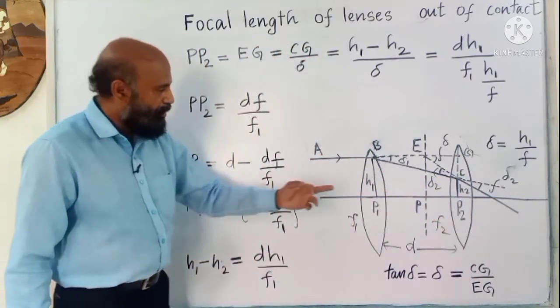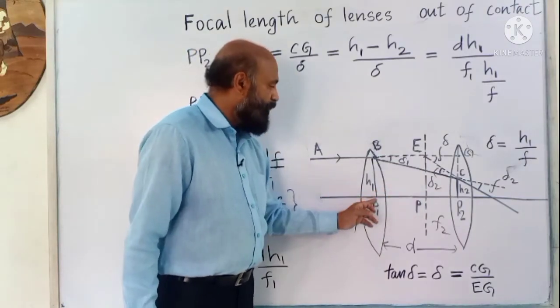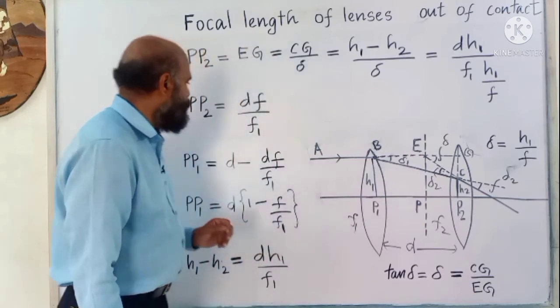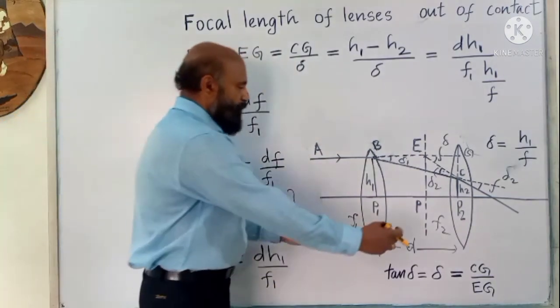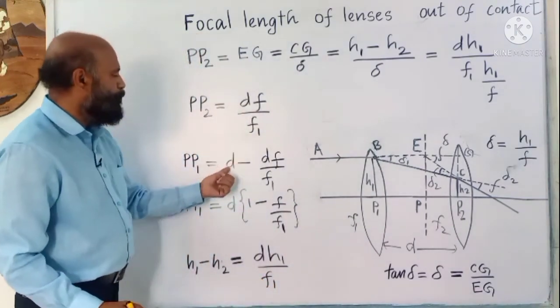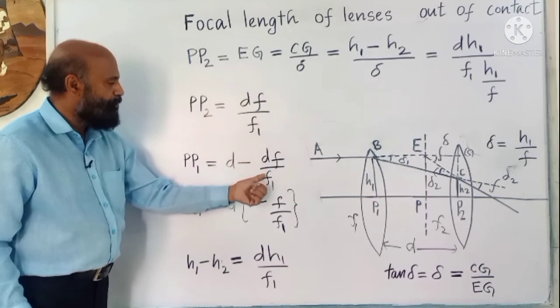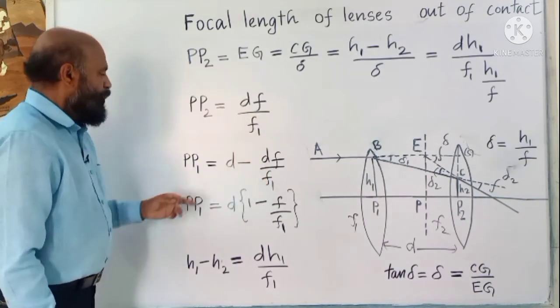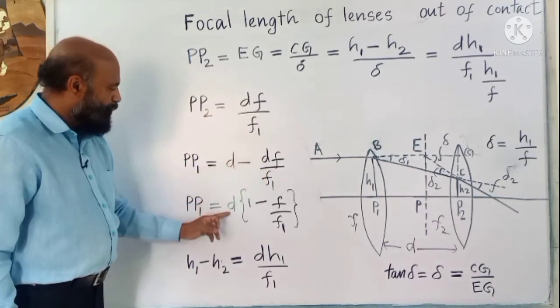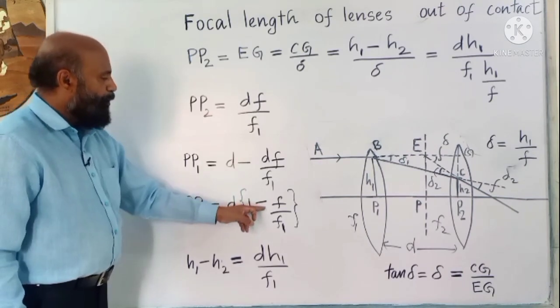Then to get the distance of the effective lens from the first lens, we have to find PP1. PP1 is d minus PP2. But for PP2, we can write d f by f1. Now d is common, so you can take d outside. So PP1 is equal to d into 1 minus f by f1.